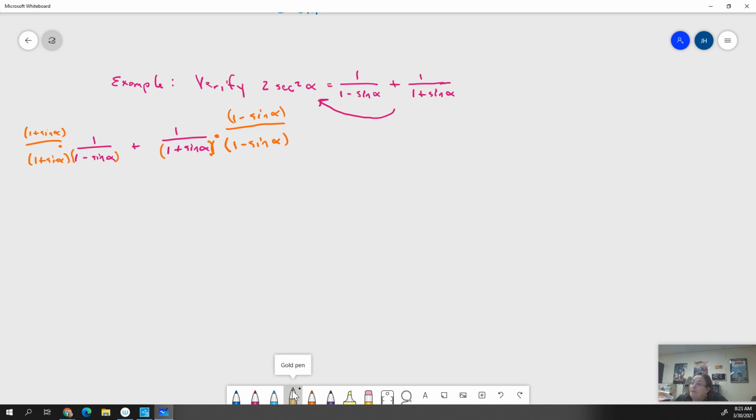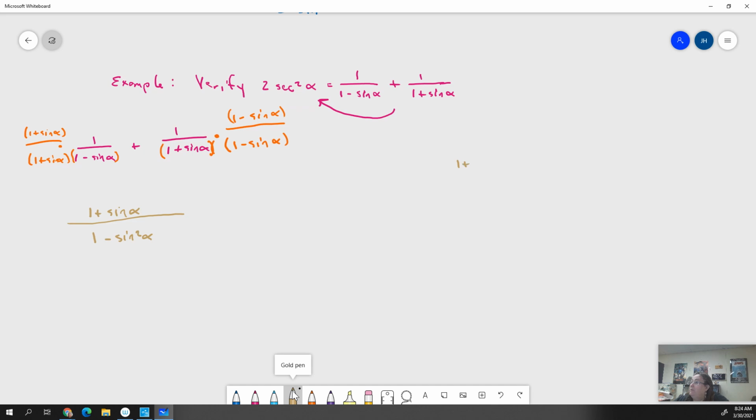1 times 1 plus sine of alpha is just going to give me 1 plus sine of alpha up there. But down here, if I distribute this out, I look at this and I automatically see a difference of squares, right? So I can look at that and go, this is going to be 1 minus sine squared of alpha. But if you want, you can multiply these out and see, right?